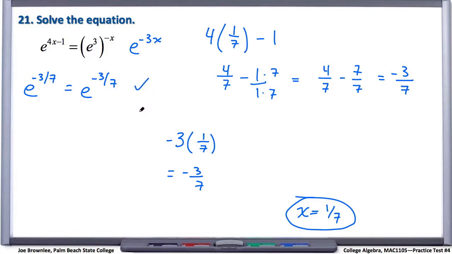And so we were able to check ourselves. We first solved for x. We then took that x value, plugged it in, and made sure that the left-hand side does in fact equal the right-hand side. And so number 21, x equals 1 over 7.